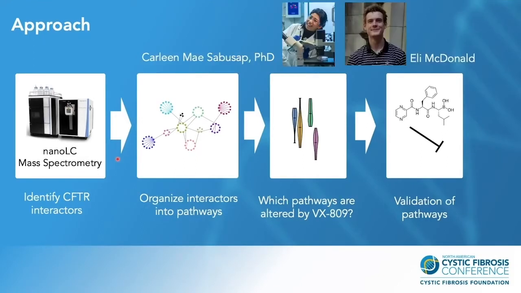Now is a good time to introduce Carleen Sebusap, who was the main driving force behind this project and was brave enough to join my new research group as my first postdoc. Carleen was a PhD student in Eric Sorscher's group at Emory, where she had carried out the initial characterizations of P67L as a hyperresponder. And so she brought a lot of the CFTR expertise to my new group. And Carleen collaborated with Eli McDonald, a very talented graduate student in my group who's now carrying the project forward.